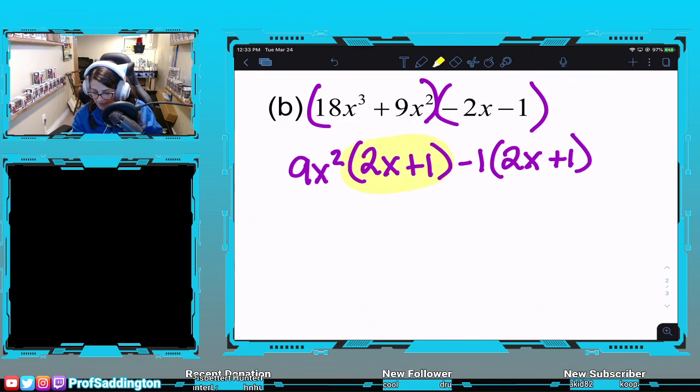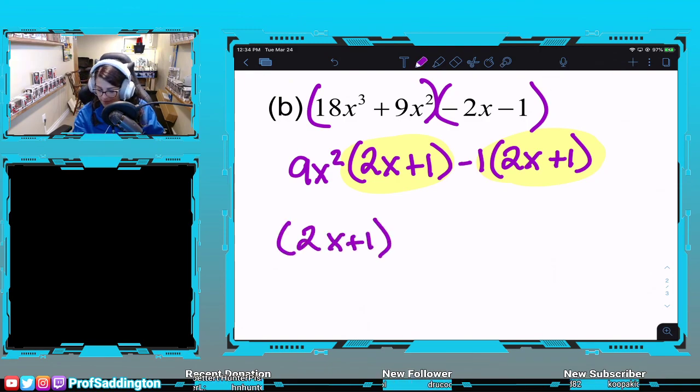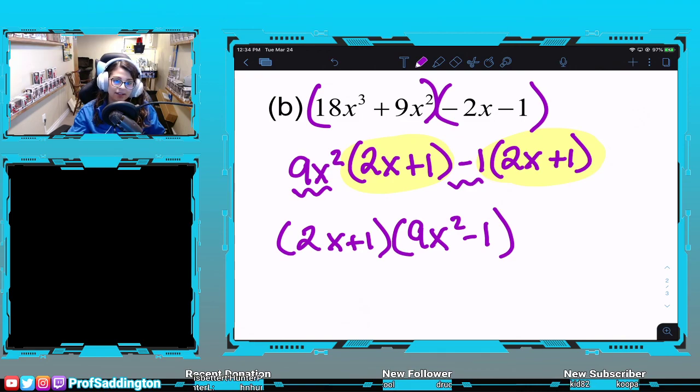And now I have matching bundles, which is great. It's what I wanted. So 2x plus 1 comes to the front, and 9x squared minus 1 goes in its own bundle. Now, fun case in this one, that second quantity that we wrote down is a difference of squares. How cool is that? And this did say factor completely.